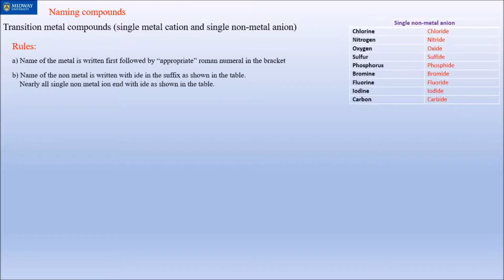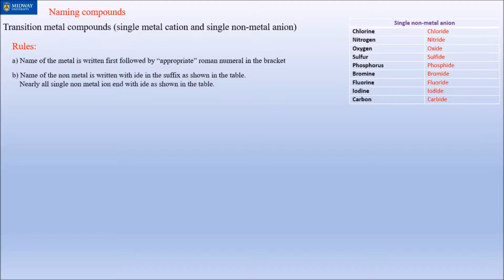Welcome back. We're going to continue our discussion on naming compounds, and this time around we're going to take a look at transition metal compounds for the first time. And the first category of it, as I mentioned, is a single metal cation and a single non-metal anion. Now let me put up the rules and put up the table. Not much has changed, but there is one minor difference.